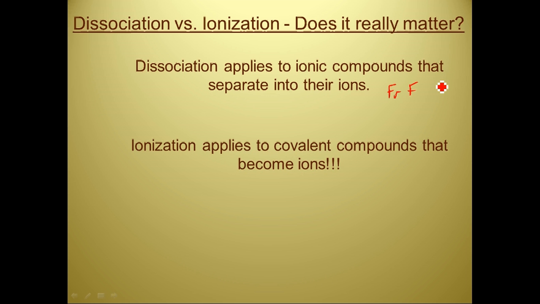Ionization, on the other hand, applies to covalent compounds that become ions. Things that are much closer in electronegativity, like hydrogen and fluorine, are extremely close. I think the difference is somewhere around 1.9 in electronegativity. That indicates that it's a covalent bond. So when hydrogen fluoride gets poured into water and water rips it apart, it's ripping apart a covalent compound. Since it's a covalent compound, we call it ionization instead, because it's forming ions that shouldn't necessarily be there.